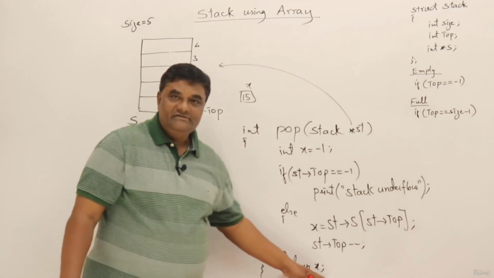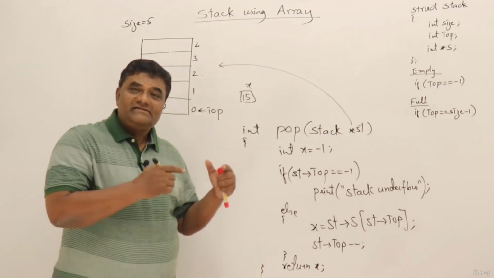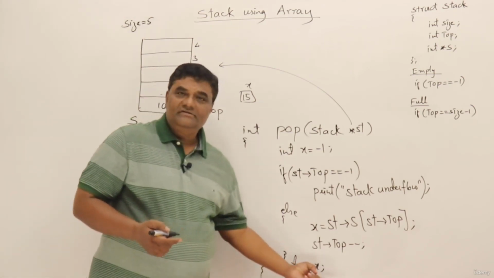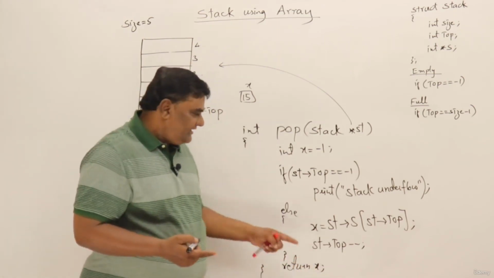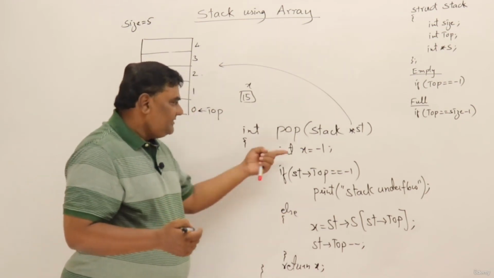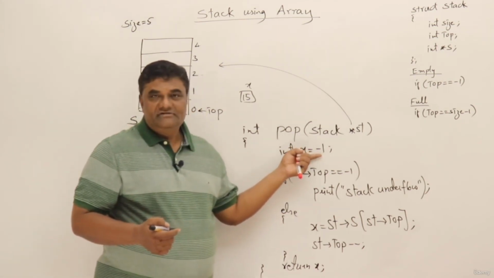So the value is returned. Now one more thing, if the stack is empty, then there is nothing to delete. Then what will this function return? It is returning x. So if nothing is deleted, x is unchanged, the else part is not executed, and it will return -1.